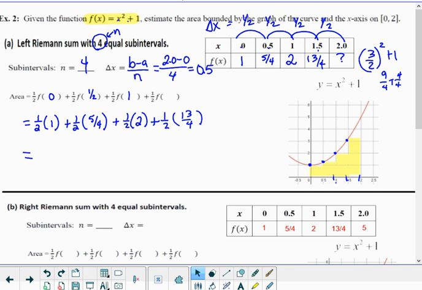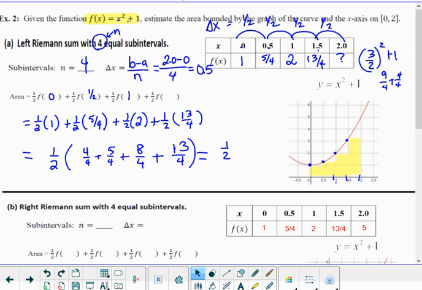When I put all this together, and yes, you do need to be able to do that by hand, I would probably pull out the 1/2. I'd have 1, looks like everything's in fourths, so I'm going to say 4/4 plus 5/4 plus 8/4 plus 13/4 gets me 30/4. Looks like we have 1/2 times 30/4 perhaps.